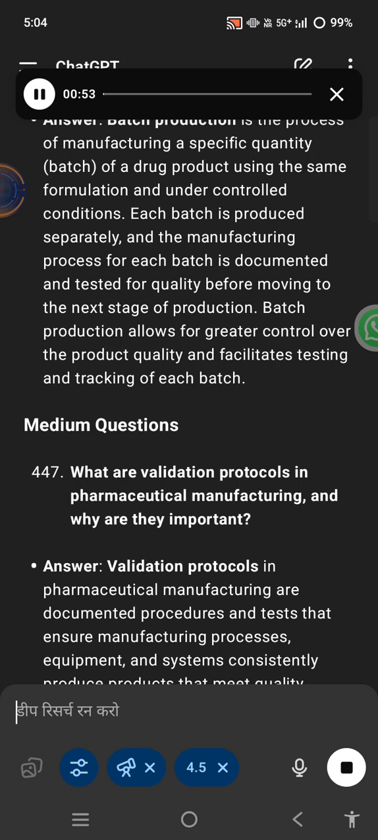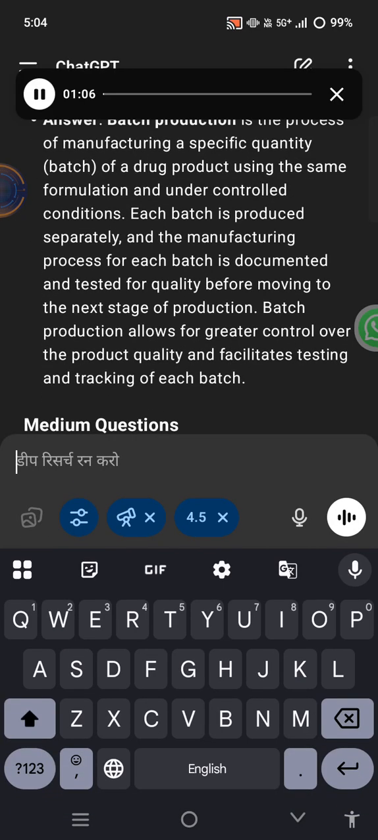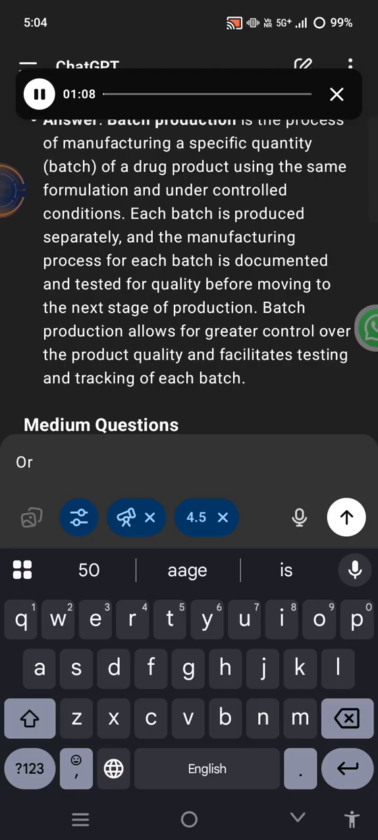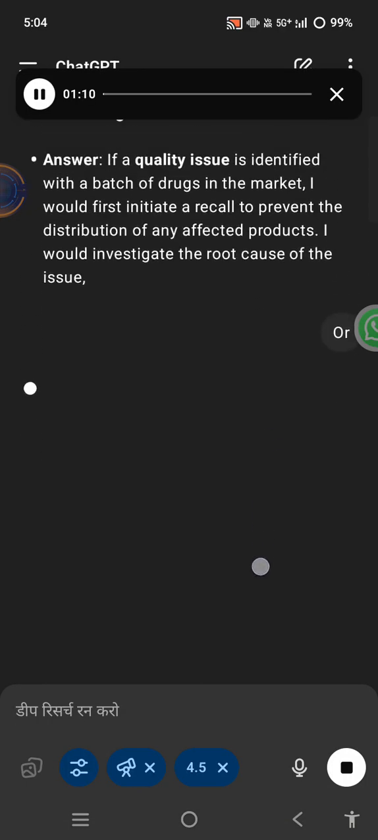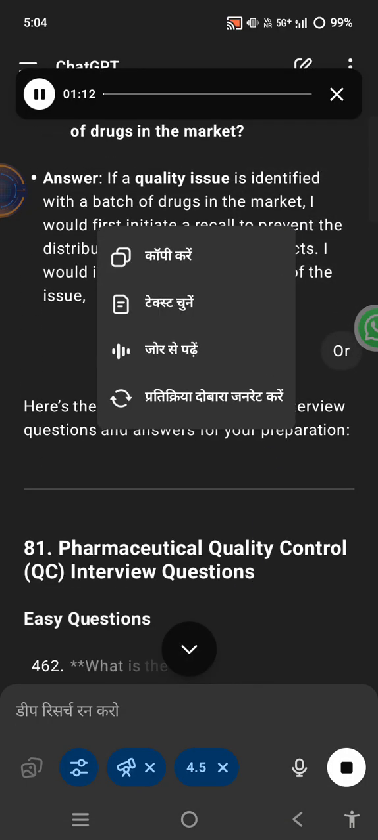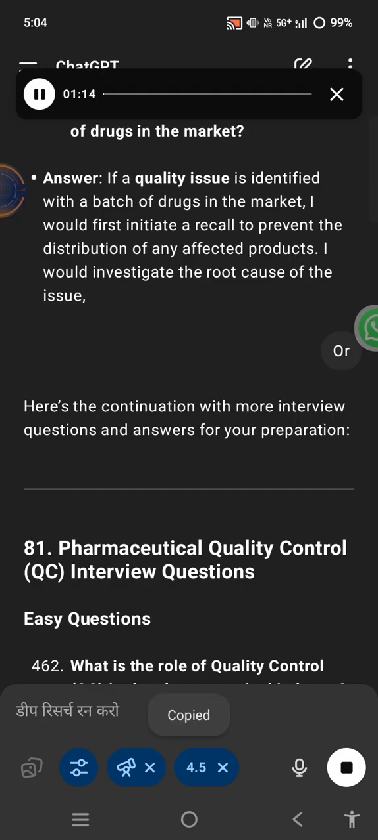428. What is analytical testing in pharmaceutical quality control? Answer. Analytical testing refers to the use of scientific methods to test the chemical, physical, and microbiological properties of pharmaceutical products. This includes tests for potency, purity, stability, and contaminants. Analytical testing helps verify that the products meet the specifications outlined in the manufacturing and regulatory standards, ensuring the product's safety and efficacy.